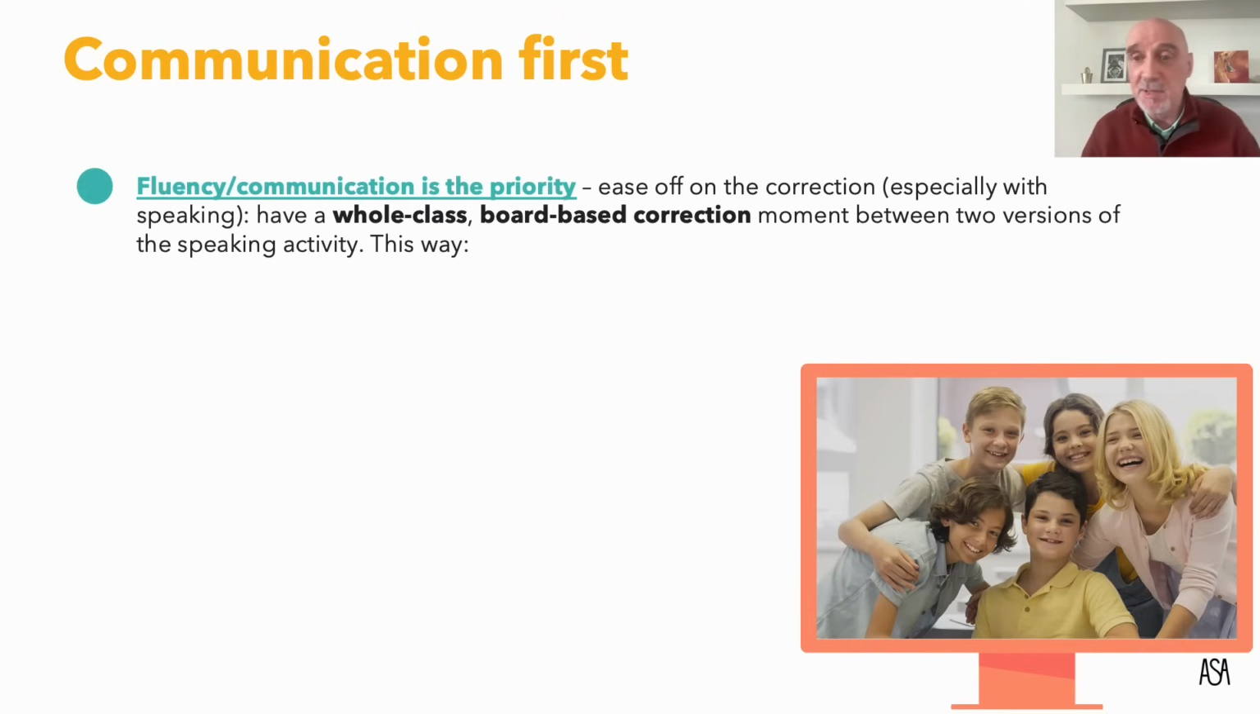to make a note of common mistakes you hear amongst the students. If you have students working in pairs or small groups, to monitor them as they're working, to make a note of the common mistakes you hear. And then in the middle of the first and second attempt, give them a chance to do it again. The whole class correction, a board-based correction where you might write up some incorrect sentences on the board and ask the students to have a look and have a think, what's wrong here?